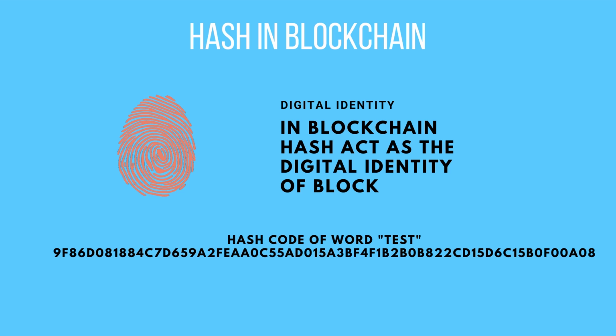For example, over here I have generated the hash code for the word test. This is the hash code for test, 9F86D, etc. No second word will have the same hash code. For example, test1 has a different hash code, test2 will have a different hash code, and they will never be the same in the entire life cycle. That's how the hash makes a block unique inside the blockchain.